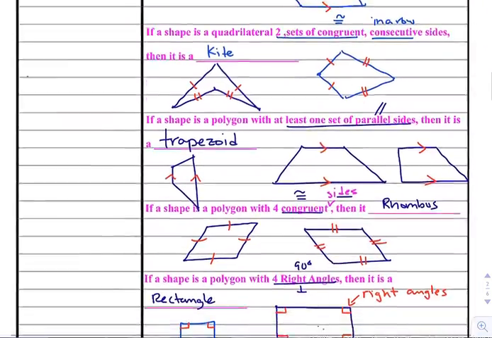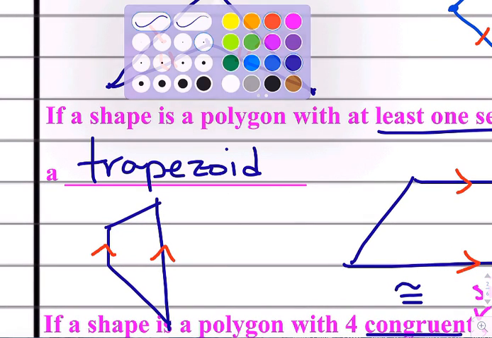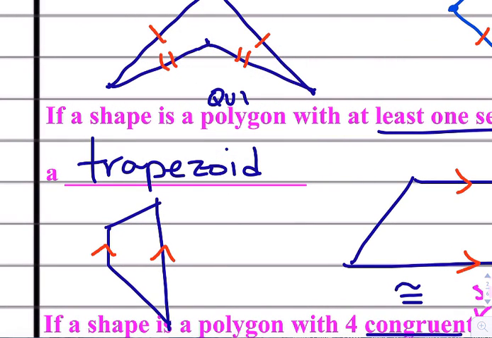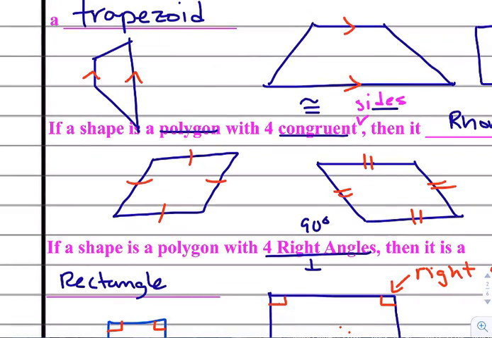Now, there's something implied here too. Every time you see the word polygon here, you can also add the word quadrilateral. Okay? So we're talking about something that's a polygon that's also a quadrilateral with one set of parallel sides. We can do the same thing here. Let's change this to the word quadrilateral.